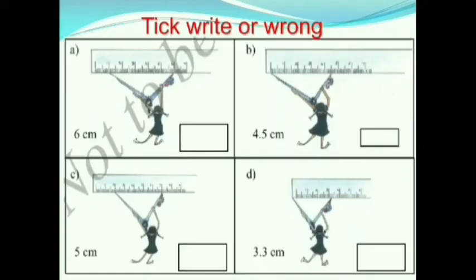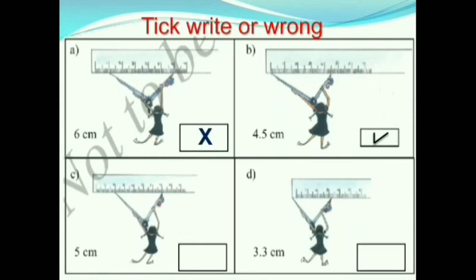Children, now we should tick right to the figure if the compass is kept correctly and put wrong if it is not kept correctly. First we have this figure. In this figure, the metal tip is not kept at 0 centimeter line. So we will put wrong. In the next figure, the metal tip is kept correctly and the pencil tip is kept at 4.5 centimeter. So we will put right for this.